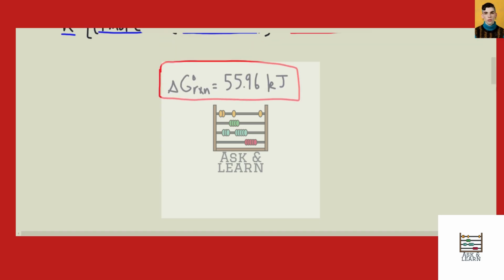So when we do that, we can see that KSP equals e to the power of negative delta G, which we just solved for to be 55.96 kilojoules of energy, divided by R times T. And R is 8.314 joules per mole Kelvin. But we should convert this into kilojoules by dividing by 1,000.